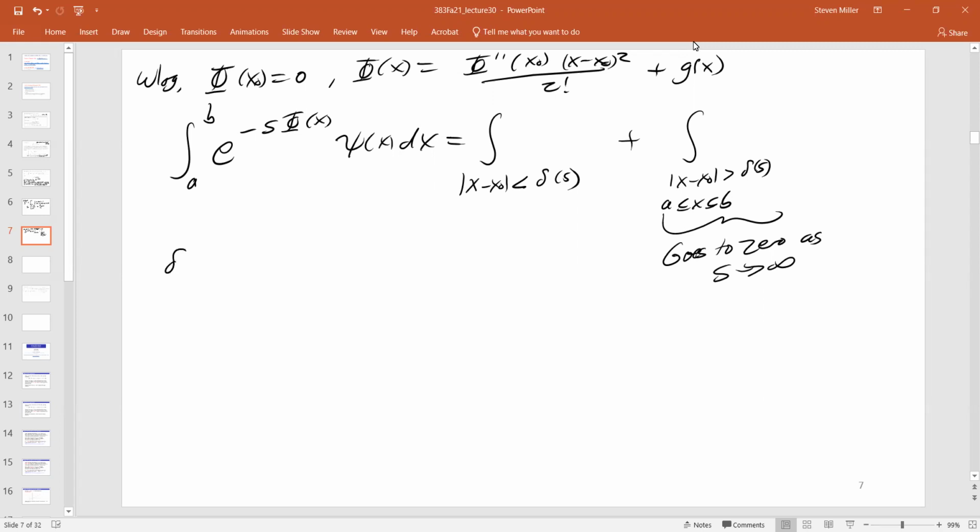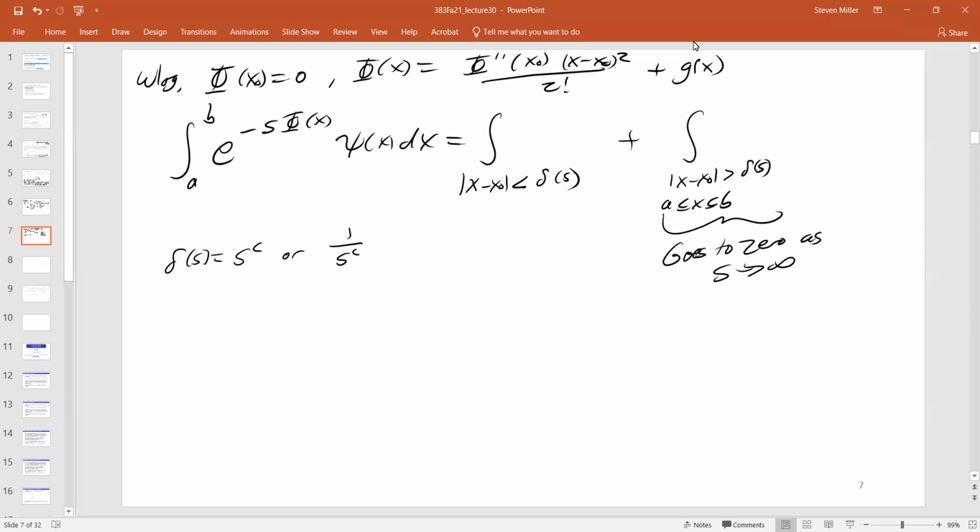Let's let delta of s. Now, how do you want to write the free parameter as a function of s? There are 2 natural ways. You could write it as s to the c, or there's another way of writing it. You could write it as 1 over s to the c, right?